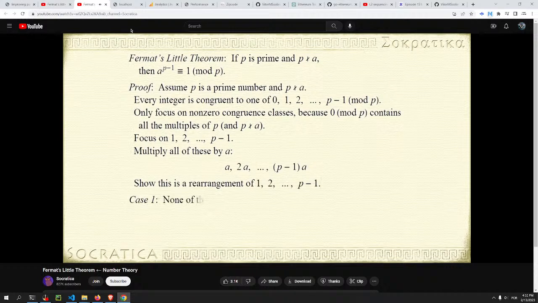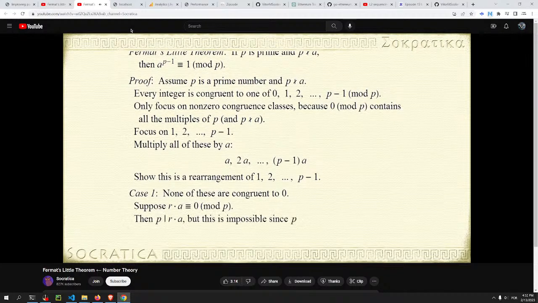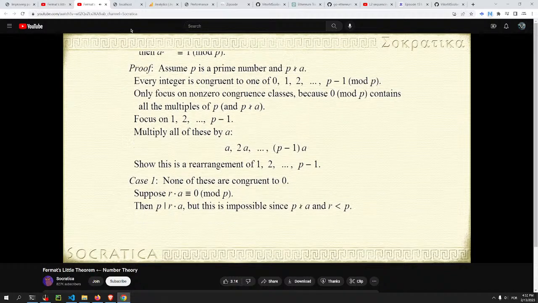First, we're going to show that none of these are 0. If one of these were 0, that means p would have to divide it. So suppose r times a was congruent to 0. That means p divides r times a. Well, we know p does not divide a, and p can't divide r because r is less than p. So p cannot divide the product. So none of these are congruent to 0 mod p.